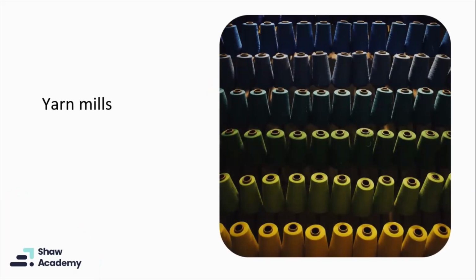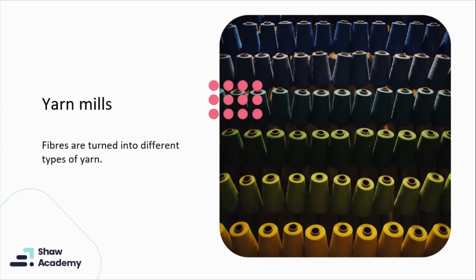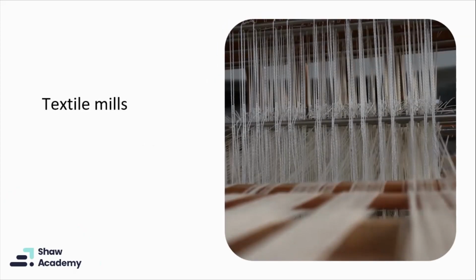Then we are off to the yarn mills. There are different types of yarn mills that create many different types of yarn. These yarns are often dyed before they are made into a piece of fabric. The next step is the textile mills. Textile mills produce knitted or woven fabric from the yarns, called greige fabric.